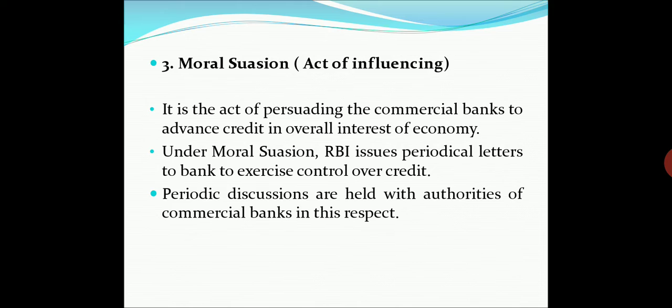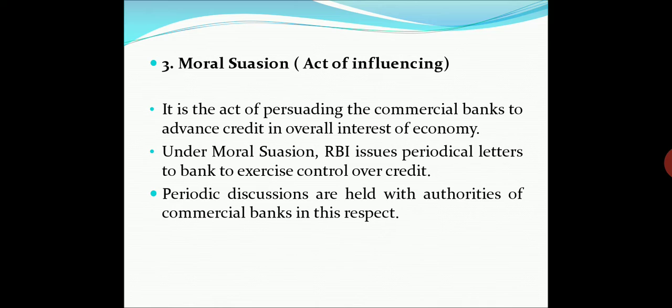Moral suasion. Suasion is nothing but persuasion or convincing. Who is convincing whom? The convincing power is in the hands of the RBI, and the commercial banks are being convinced. Why are they being convinced? They are being convinced because they are being directed to work in the overall interest of the country. Here in this method, what RBI does is basically persuade and convince the commercial banks to advance credit in accordance with the directives of RBI.